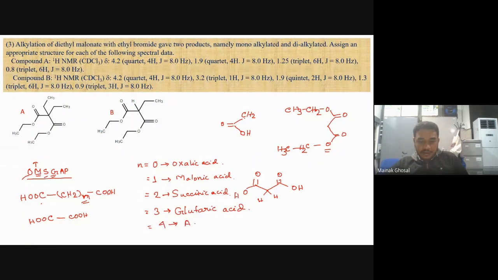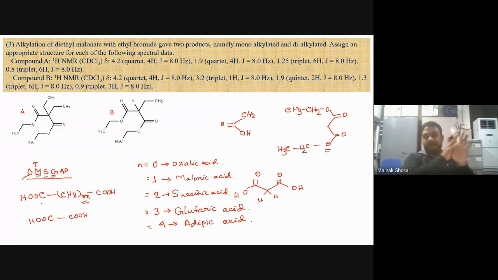Okay. So if I go to N equals 2, this is succinic acid. If I go to 3, what is the name? This is glutaric acid. N equal to 4, this is adipic acid. Okay.